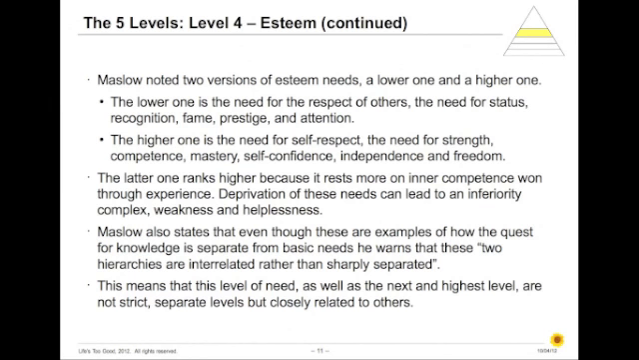Maslow also states that these two hierarchies are interrelated rather than sharply separate. So again, we have an example of a recognition that this model isn't set in stone, that as we get into these more complex needs, levels 4 and 5, it's not a linear thing. The point there is that this level of need, as well as the next highest level, are not strict separate levels but closely related to others. Again, the way to look at the model is these are the things we generally move through, but we're not always talking about one need at a time.